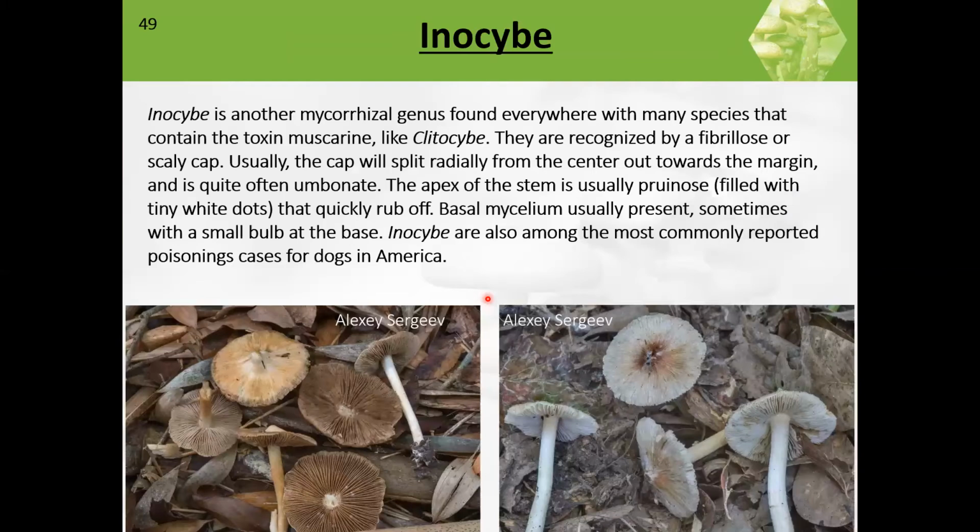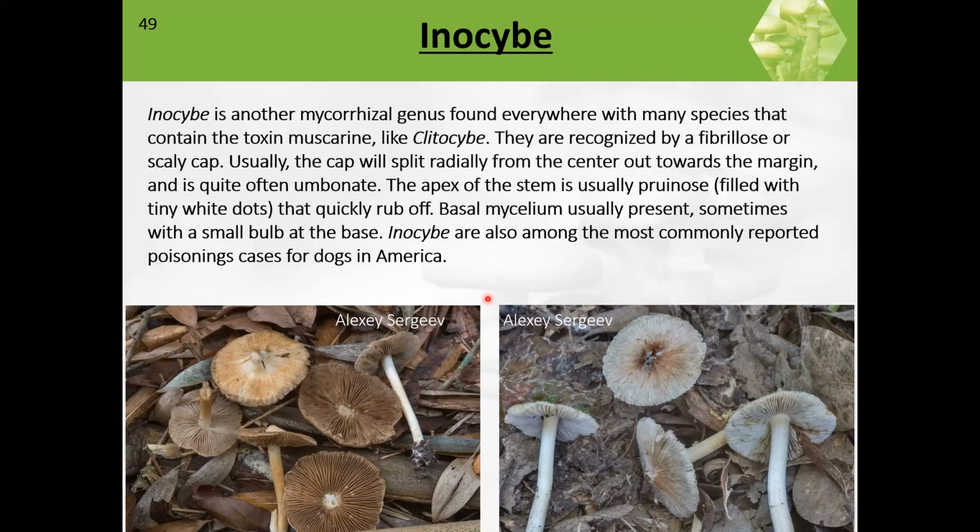To dive in, we're going to start with Inocybe, which is a mycorrhizal genus similar to Clitocybe in the fact that it has the toxin muscarine. These are also right up there with Clitocybe in the number of toxin cases reported from ingestion by animals in North America. They grow right next to oaks in North Texas, and chances are you probably find one growing outside of your home.